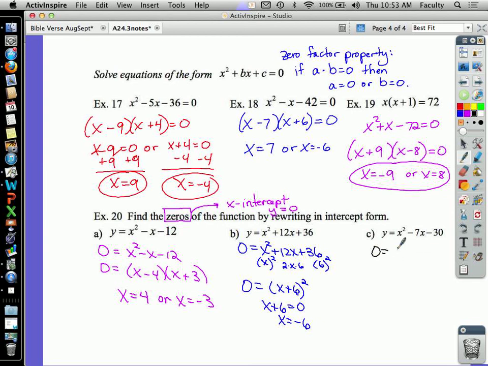0 equals... Can you think of two numbers that multiply to negative 30 but add up to negative 7? Carmel? Negative 10 and 3. Okay. So then my two zeros are x is 10 or x is negative 3. But do you realize that we did write it in intercept form? That's this multiplied part out. Okay?